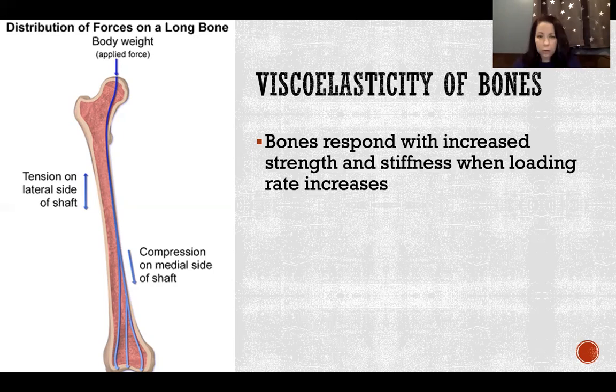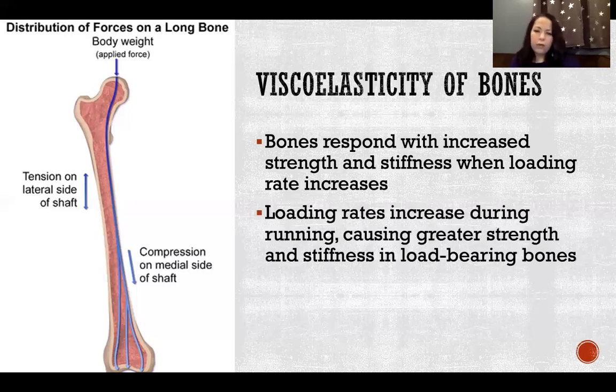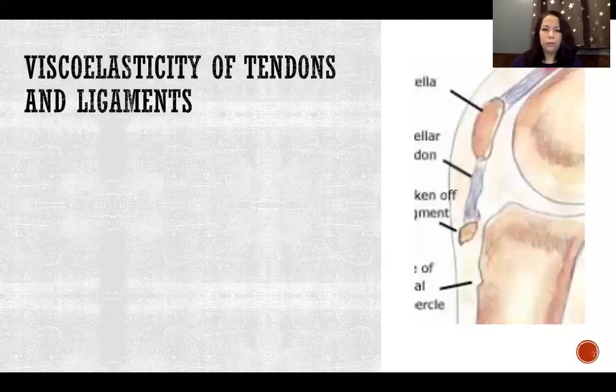Now, the faster we load them, so like the faster we're applying those forces, the stronger and stiffer the bones are in response because of their viscoelastic properties. Loading rates increase during running, causing greater strength and stiffness in load-bearing bones. Okay, so the faster we're loading the force onto the bones, the stronger and stiffer they are in response.